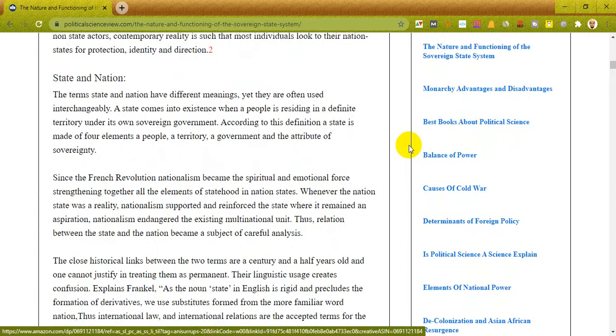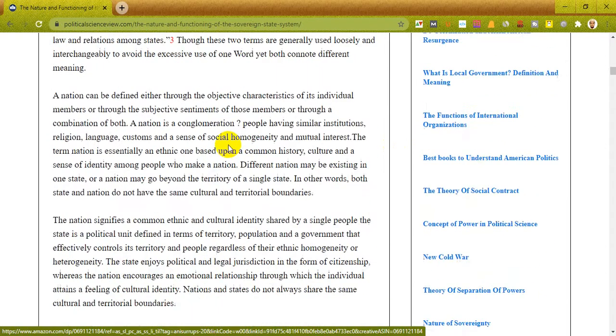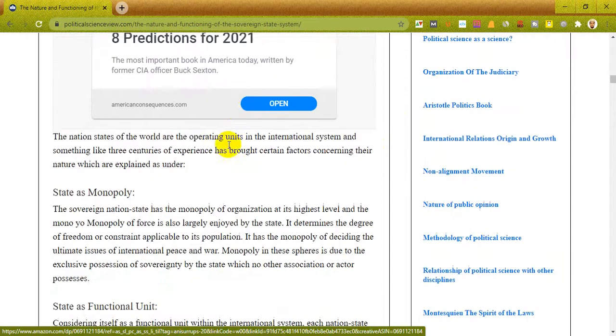State and nation. The terms state and nation have different meanings, yet they are often used interchangeably. A state comes into existence when a people is residing in a definite territory under its own sovereign government. According to this definition, a state is made of four elements: a people, a territory, a government, and the attribute of sovereignty.